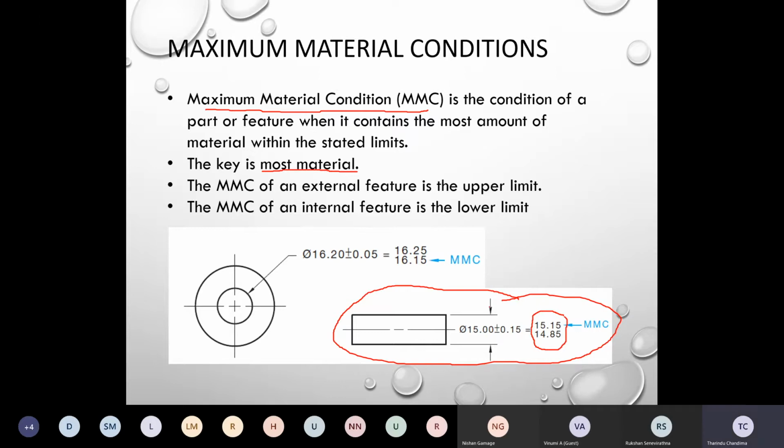So this is an external feature because in this cylinder, this is your diameter. But if you consider a hole, if you define your tolerance like this, your lowest value is the MMC, because if you have a circle like this, then you have the most material.